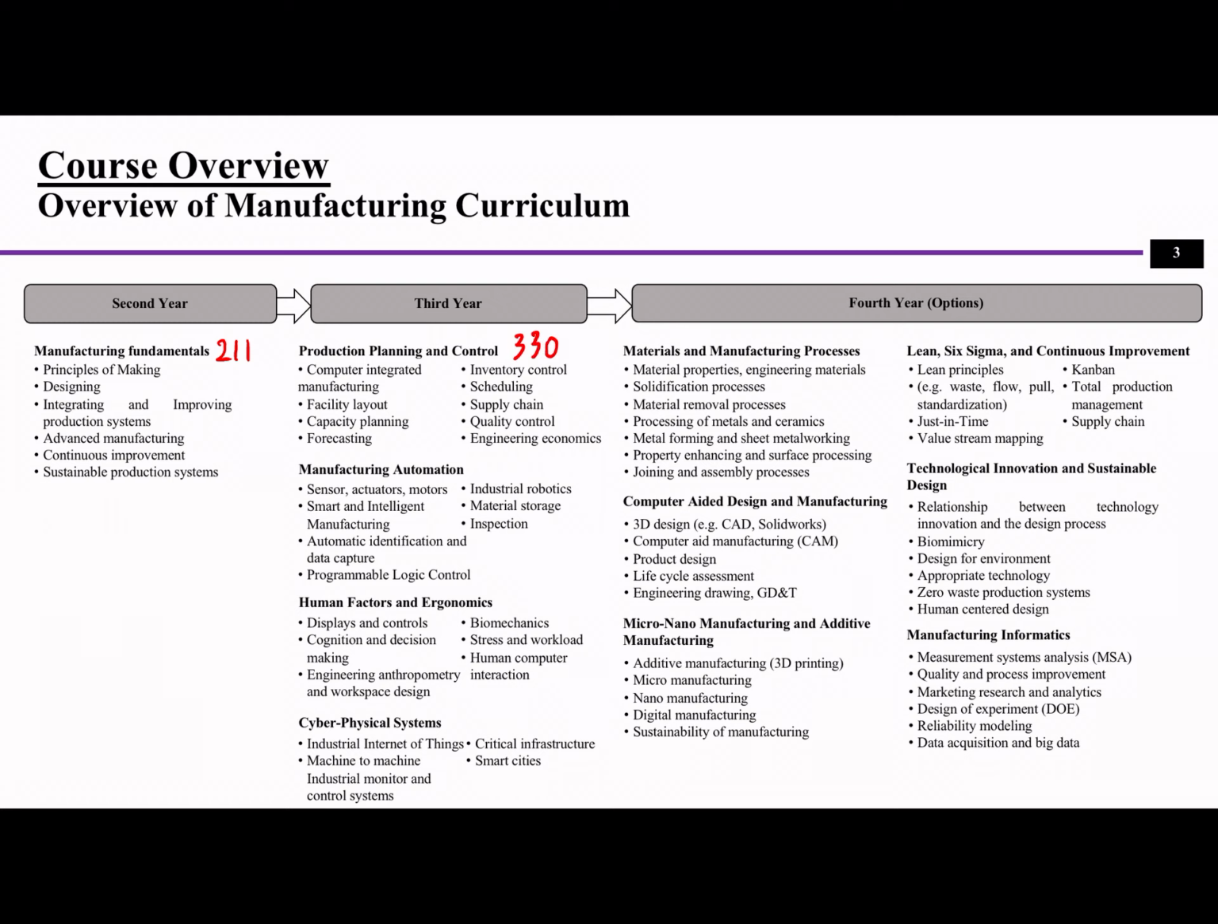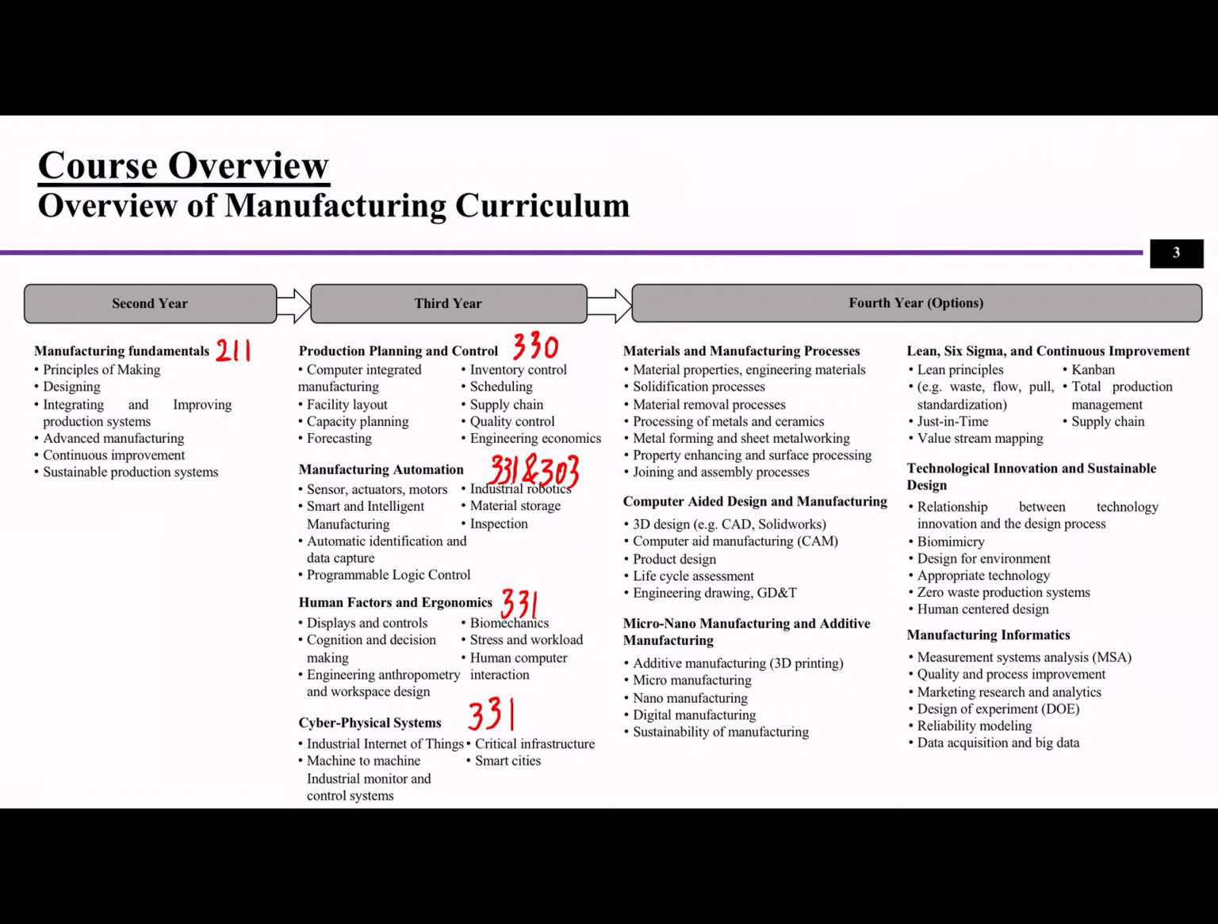And in the third year, you have taken 330 and 331 as well as 303. For 330, mainly it was talking about production planning and control, and 331 has manufacturing automation, human factors, as well as a little bit about cyber physical systems. And also there's a hands-on experience lab course that is manufacturing automation. So this is what you had taken in the past.